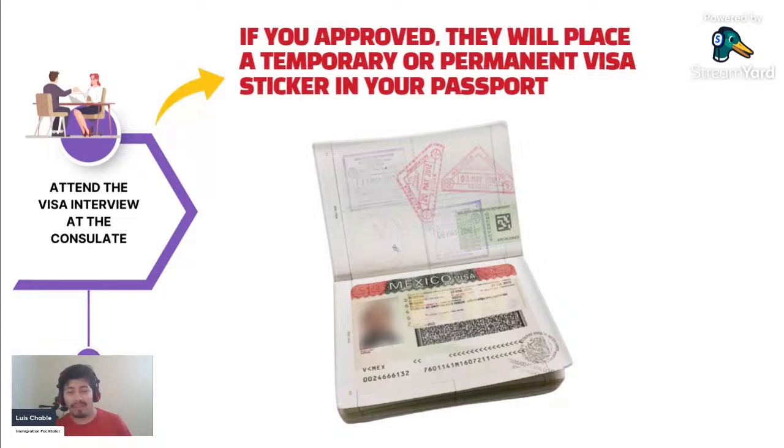If you make all these points that I give you in this moment, you have that opportunity to be approved, and the Mexican Consulate will place a temporary or permanent visa sticker on your passport. That is an example. If you get that Mexican visa on your passport, you finish.